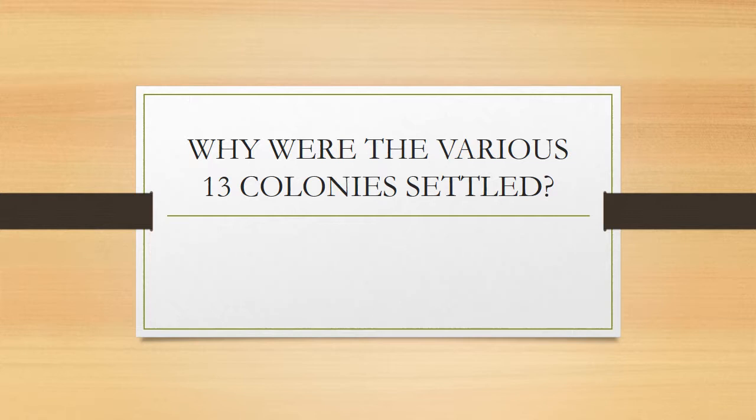So why were the various 13 colonies settled? What was it that drove, say, the Massachusetts Bay Company to establish the colony of Massachusetts? What exactly was behind the foundation of Georgia? Why did the Virginia Company want to establish Virginia? Why were the Carolinas put there in the first place? These are the kinds of questions you'll want to think about as you move on to chapter 2 and chapter 3.